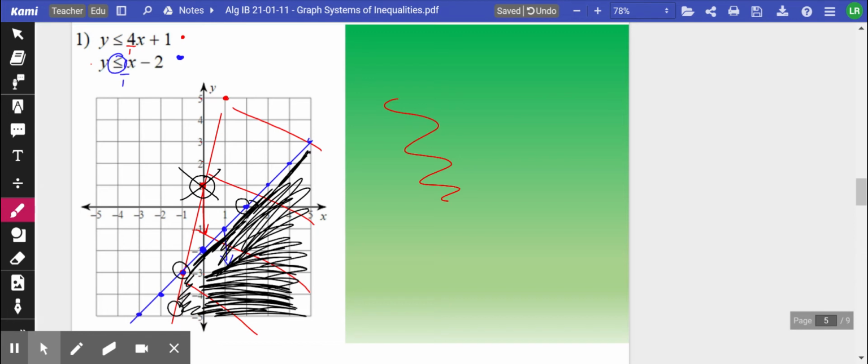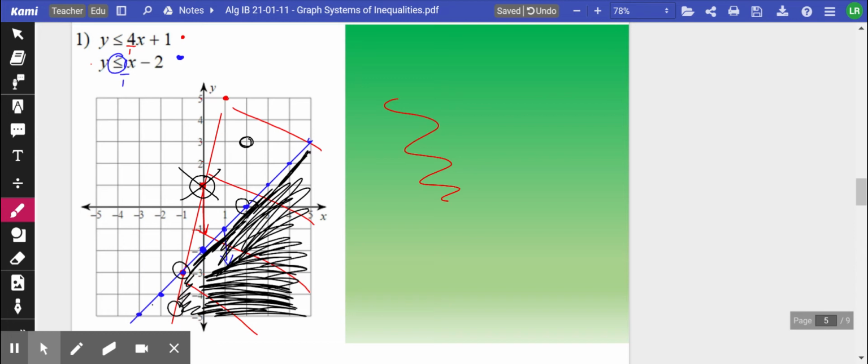Okay. Even this point right here, that's not a solution because it's not in my final shaded area. And when you do this on Alex, you'll be able to just choose one of the sections. And again, you can put this in your notes if it helps.